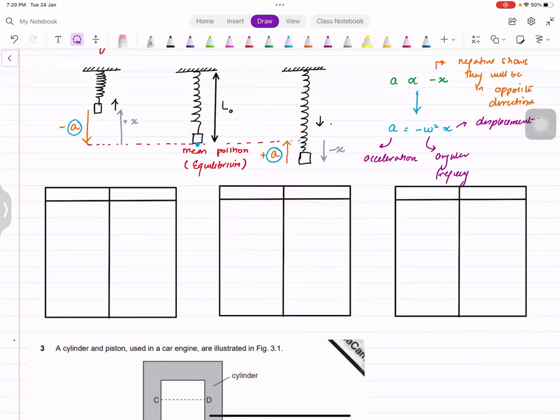So first of all, suppose you write a function of y. A function of y means I can write y equals x, something like that, right? And then you differentiate them.